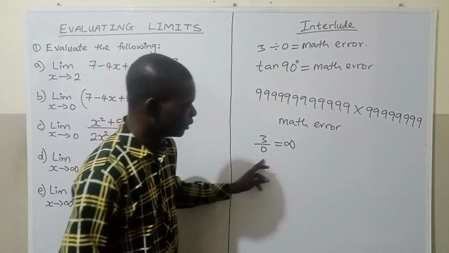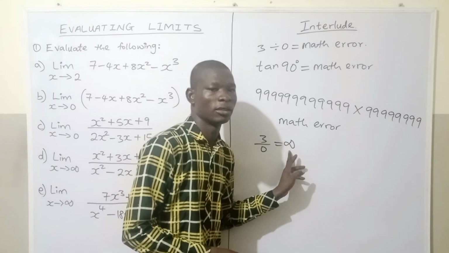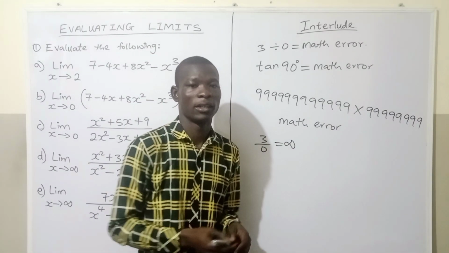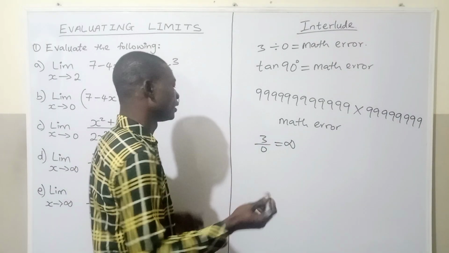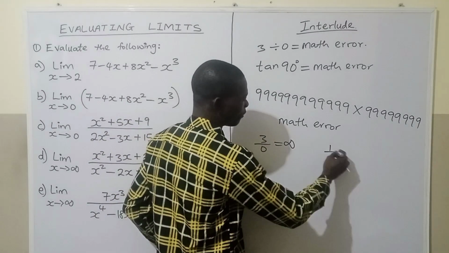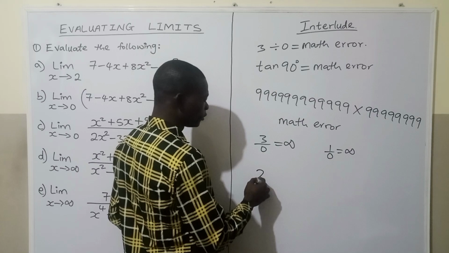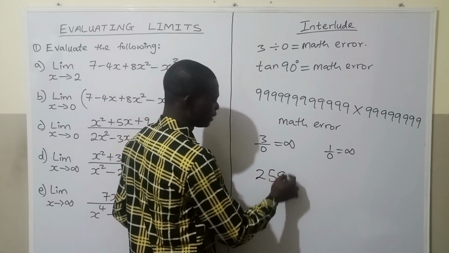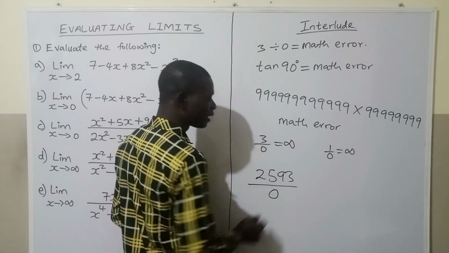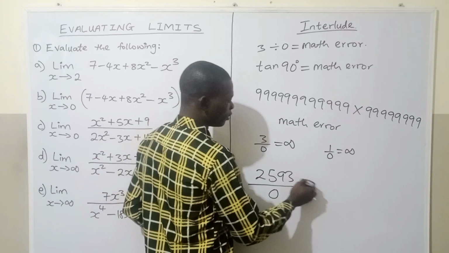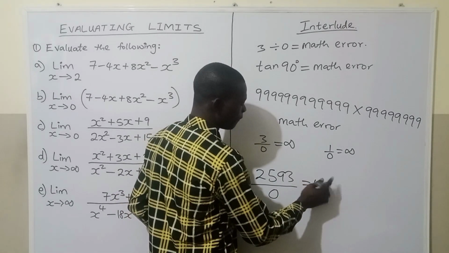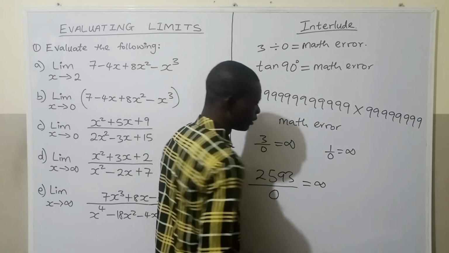So when you have 3 over 0, it gives you what? Infinity. Infinity is a very large number that cannot be estimated. Also, when you have 1 over 0, this gives you the same what? Infinity. When you have 2,593 over 0, as long as it is over 0, it will always be equal to what? Infinity. That's what it tells you.